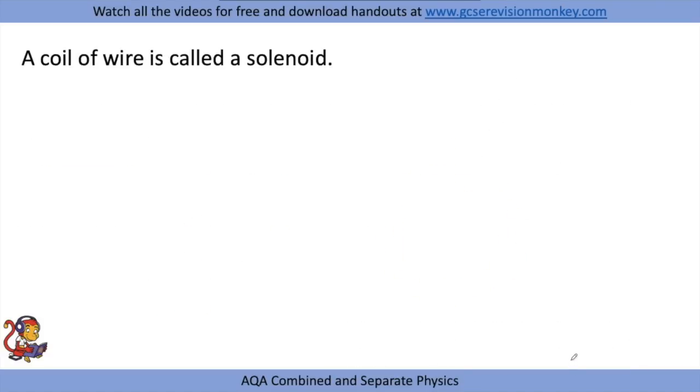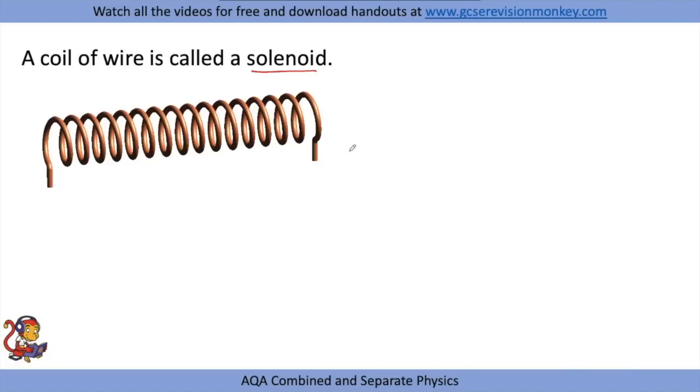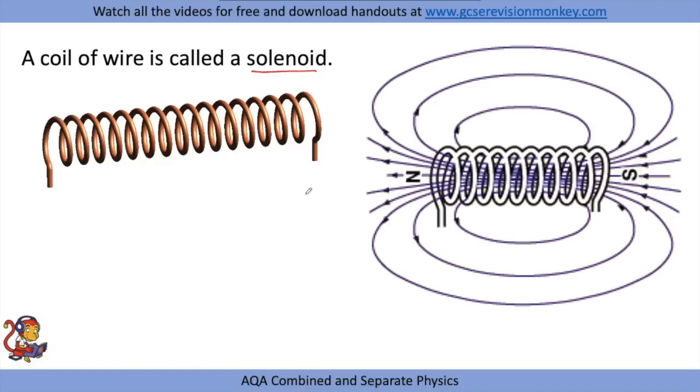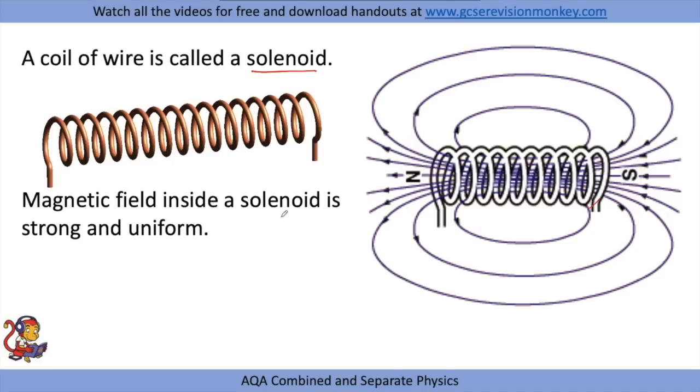A coil of wire is called a solenoid. So this would be a solenoid. And a solenoid, if it has a current flowing through it, will produce a magnetic field. So very similar to the bar magnet, you've got your north and your south, and the field lines always go from north to south. The magnetic field inside a solenoid is strong and uniform. You can see that by these straight lines of the field lines inside. They're really close together, so the magnetic field is strong and uniform because there are straight lines of field lines going through.